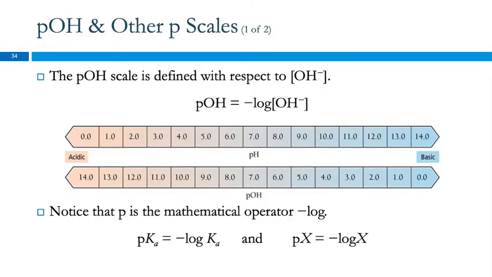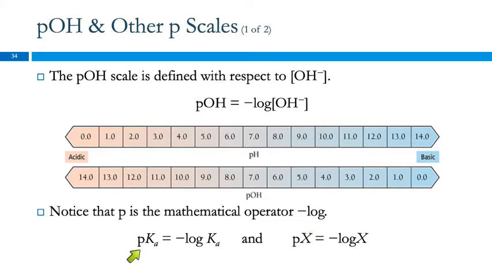So we just talked about pH. We can also talk about pOH, and that's just the negative log of the hydroxide ion concentration. So P is a mathematical operator. It's a mathematical function. It's negative log.